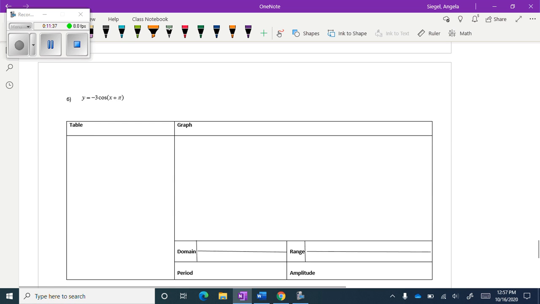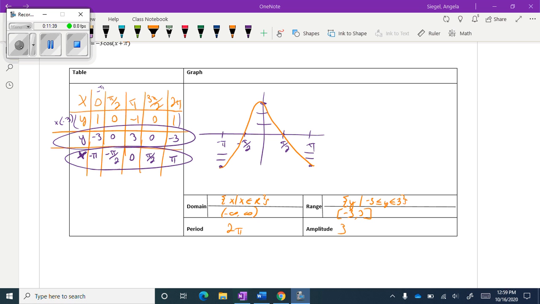Okay, and I'm going to do this one more time. Okay, this is the last one. Just be careful. The amplitude's always positive, but other than that, this one's pretty straightforward.